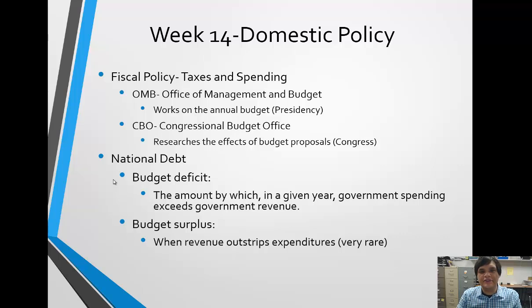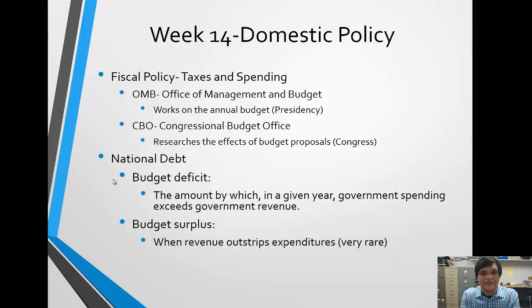All right, and then finally with domestic policy, we talked about fiscal policy, taxes and spending. I care that you know the difference between the Office of Management and Budget and the Congressional Budget Office. The OMB works on the annual budget, it constructs the annual budget, and it works with the president very closely. The CBO, on the other hand, the Congressional Budget Office, works with Congress, and it researches the effects of certain budget proposals and the impact that it will have on the economy. So the CBO is much more of a research type of institute.